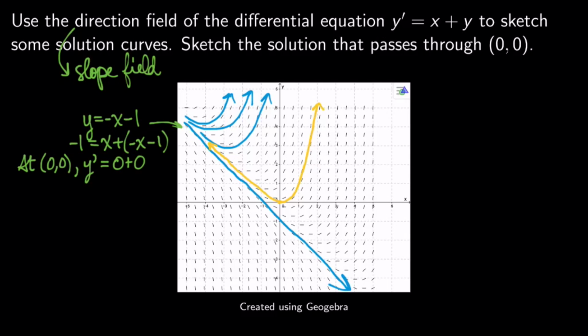So there, I have finished the problem. I sketched the solution curve through 0, 0. So let's say you do not have software to help you with this. You could sit down with a pencil and paper, and you could make a giant table, and you could actually generate all of these little line segments yourself. You could make little tick, tick, tick, tick, tick, tick, tick all through the grid.